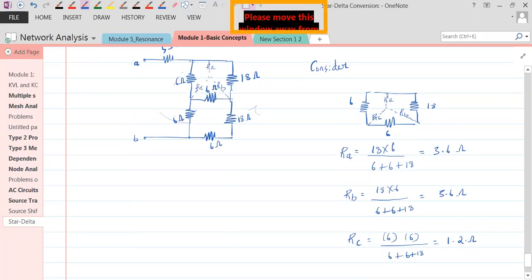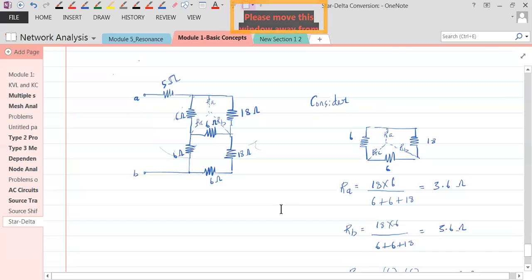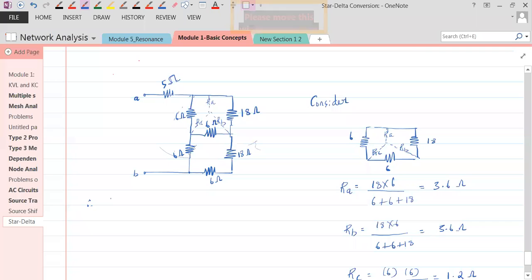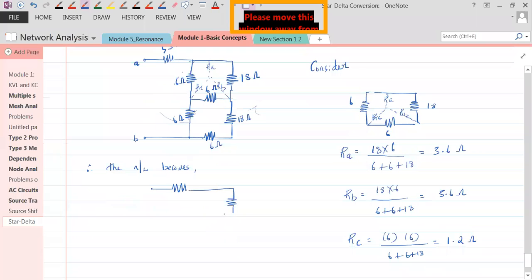Everybody is okay with that? How we obtained RA, RB, RC? This is how we obtained it. So therefore the given network would become, 5 ohms is there anyway. Now this 6, 18 and 6 would not be there. So how is it going to look like?